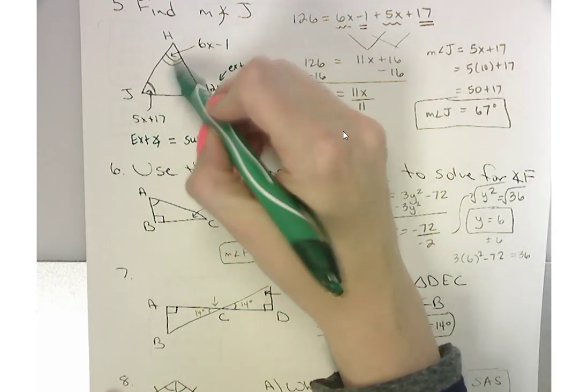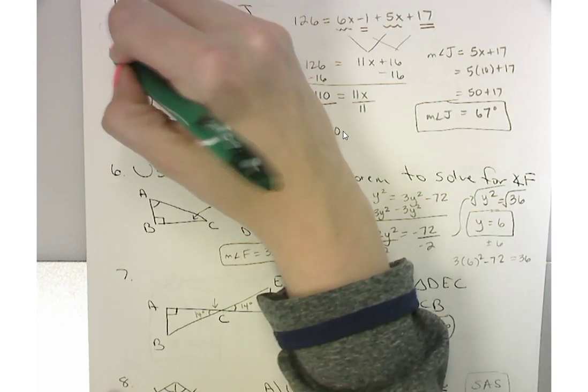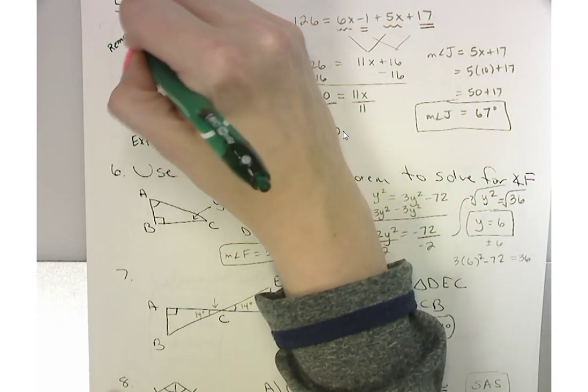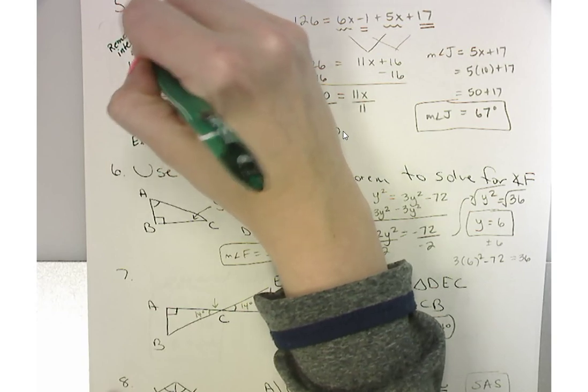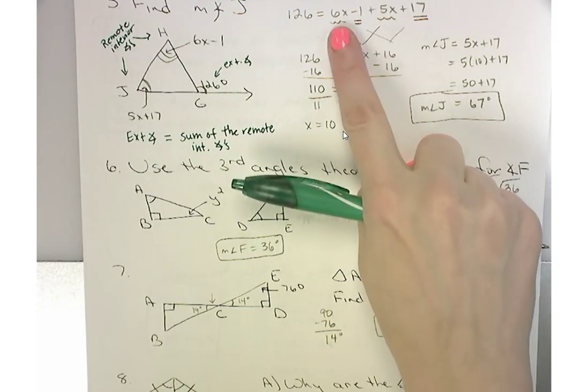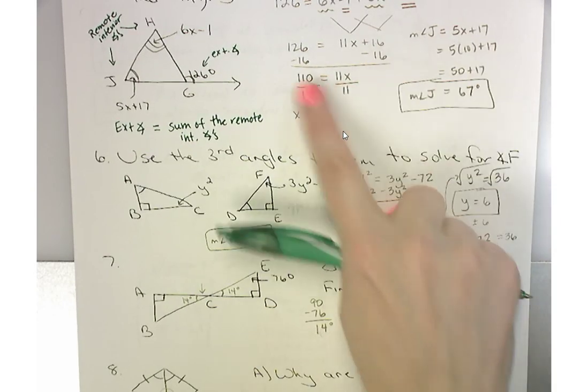Then you add up your like terms. 6 and 5 is 11. Negative 1 and 17 is 16. Then you're going to get all your numbers to one side and variables to the other. X is 10, but it's asking me for angle J. So I'm going to plug 10 back in, and then you'll get 67 degrees.